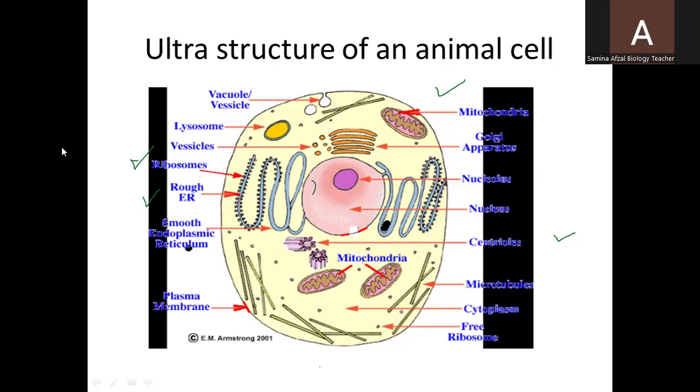And then you can also see the free ribosomes are there. So in this way, this is the detailed structure of the animal cell. Now we will move towards the ultrastructure of a plant cell.